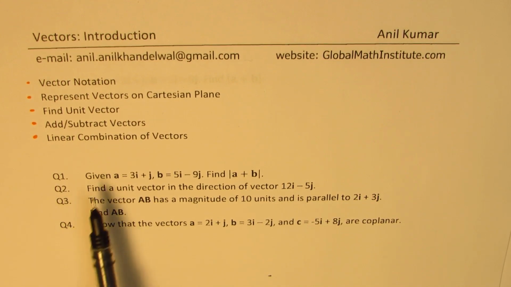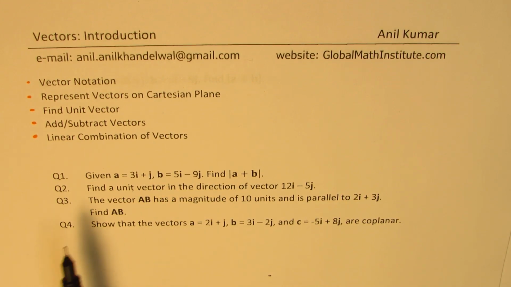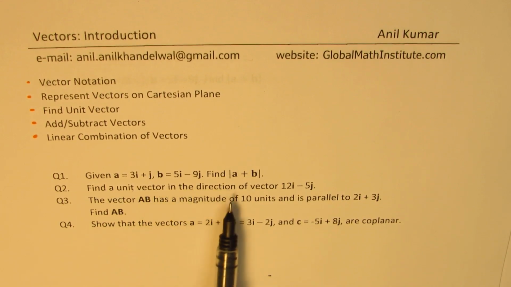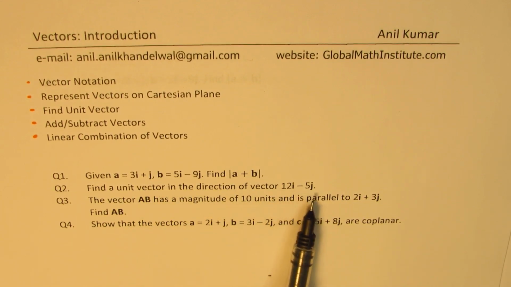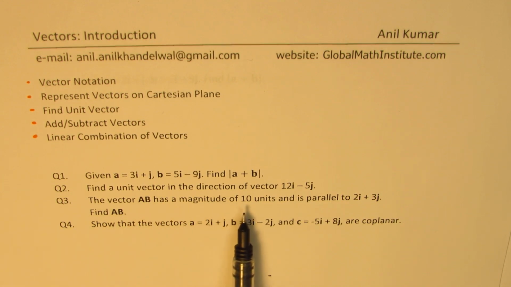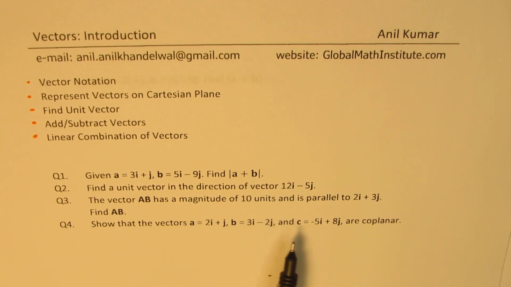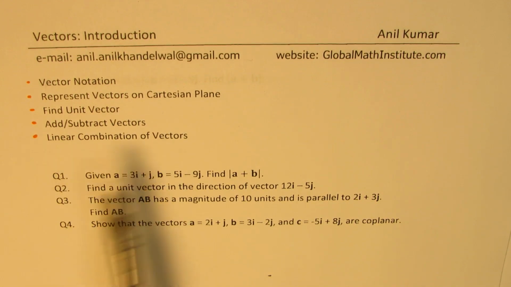Given two vectors a and b, we need to find the magnitude of sum of a and b. Question 2 is to find a unit vector in the direction of 2i minus 5j. Question 3. The vector AB has a magnitude of 10 units and is parallel to 2i plus 3j. Find AB. And question 4 is, show that the vectors A, B, and C are coplanar. So we'll understand linear combination with the help of our question number 4.